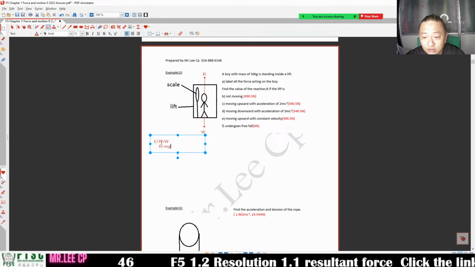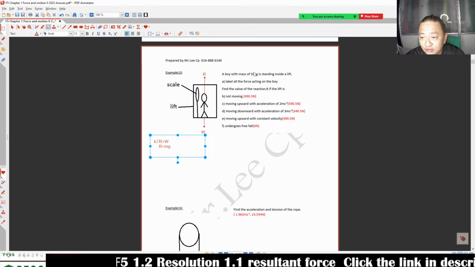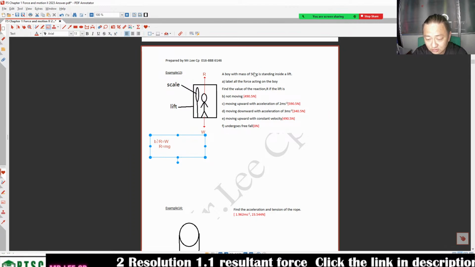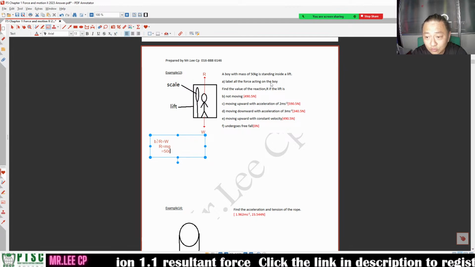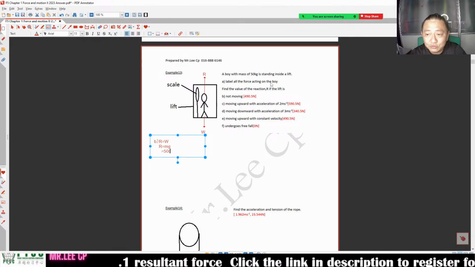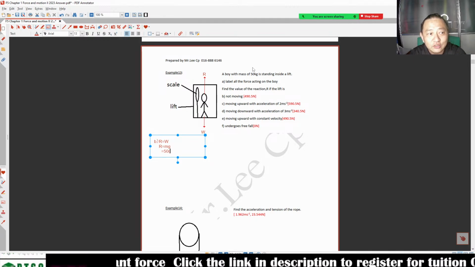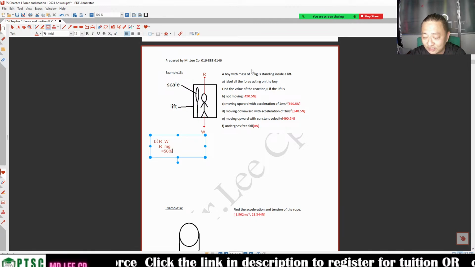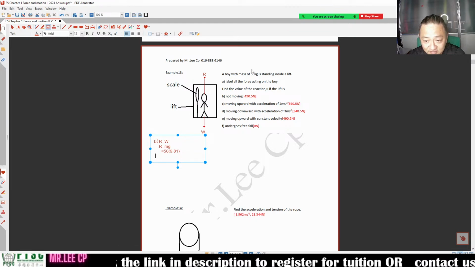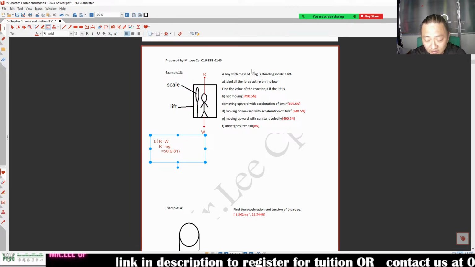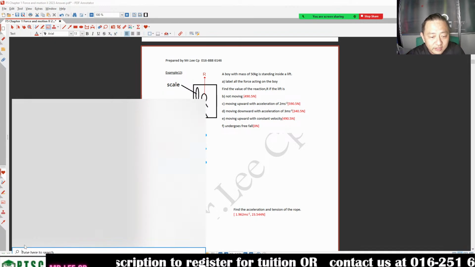We have learned it before. mg, whereas m is the boy, 50 kg. The question is not giving you g here. When it is not giving you g, you can take it as 9.81. It is inside the formula list. This constant, gravity, is given to you. So we are going to calculate how much it is.